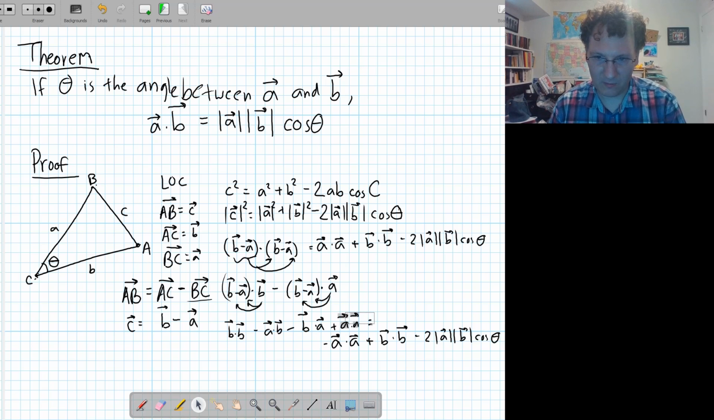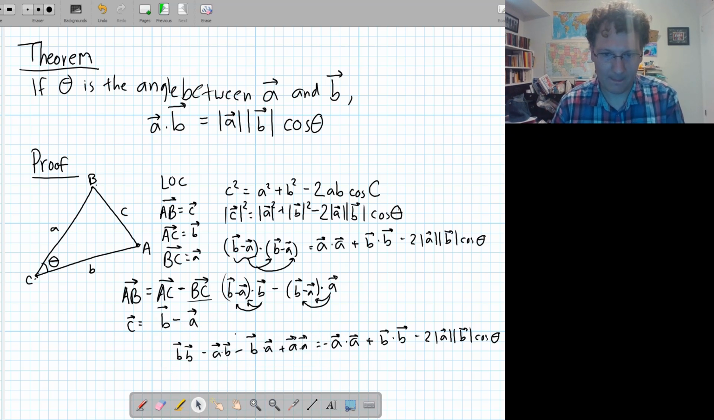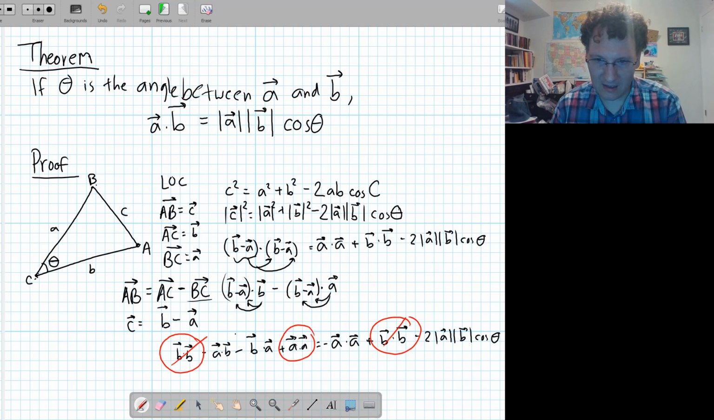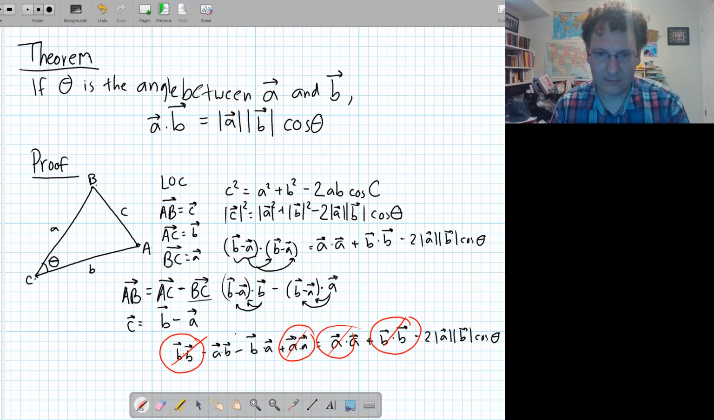I'm going to have to move some stuff over a little bit. Okay, because at this point now, I'm going to cancel a few things. B dot B and B dot B, those cancel. We've got A dot A and A dot A. Oh, you know what, a minus sign didn't move over correctly. That's not meant to be there. I think I copied part of the equal sign over. Those are going to cancel.